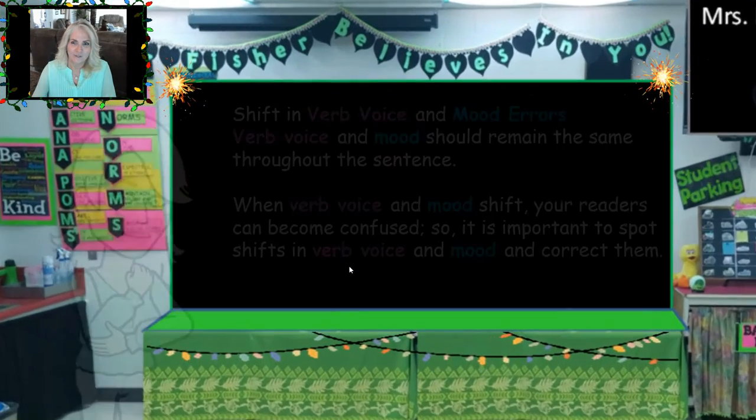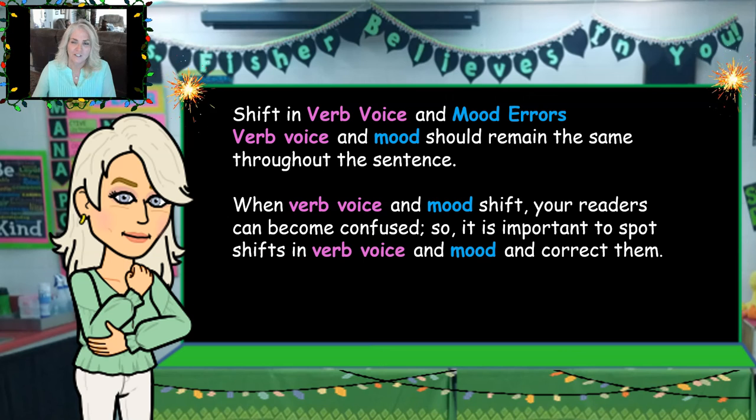All right, let's see if you can identify them. Shift in verb, voice, and mood errors. Verb, voice, and mood should remain the same throughout the sentence. When verb, voice, and mood shift, your readers can become confused, so it is important to spot shifts in verb, voice, and mood and to correct them.